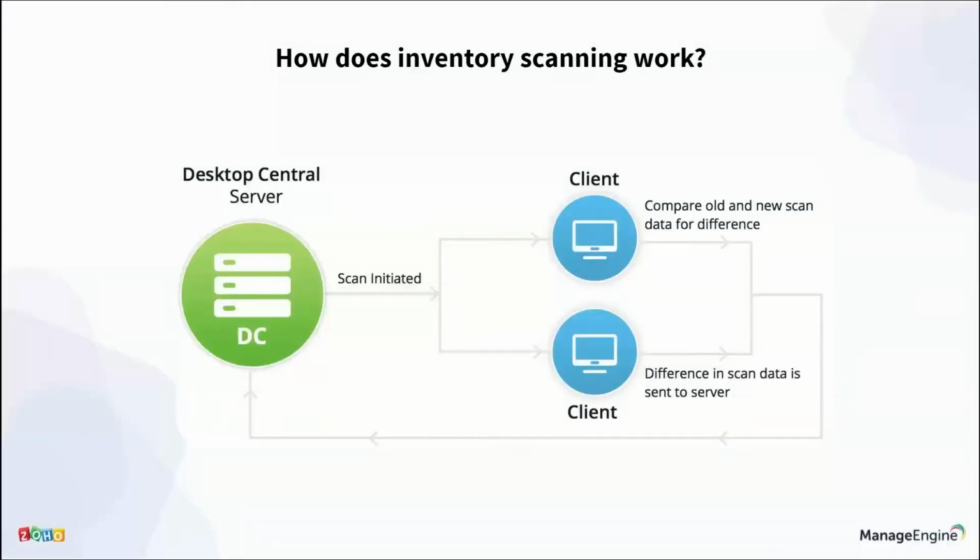Now, how does the inventory scan work? Remember, I mentioned as soon as you install the agent, there will be a full scan. But let's say you manage 1,000 machines. Once the agent is installed, it's a full scan. But what happens if there are any changes on the agent side? When will that be updated to the server? Do we have to schedule an inventory scan that should happen on a daily basis or a weekly basis?